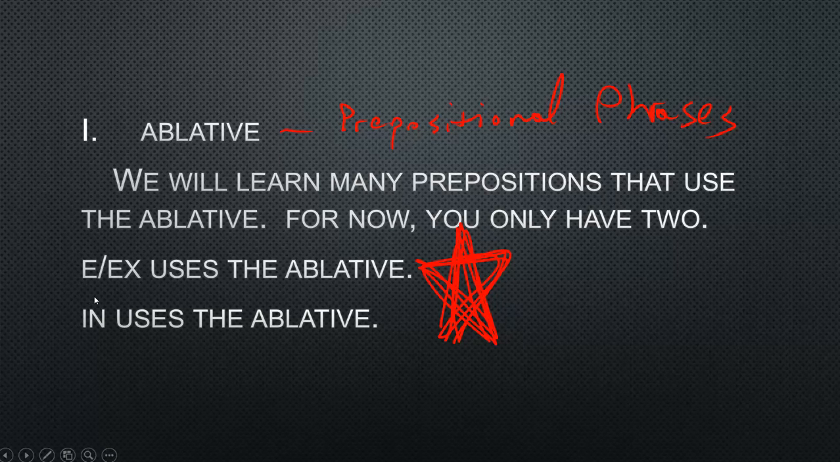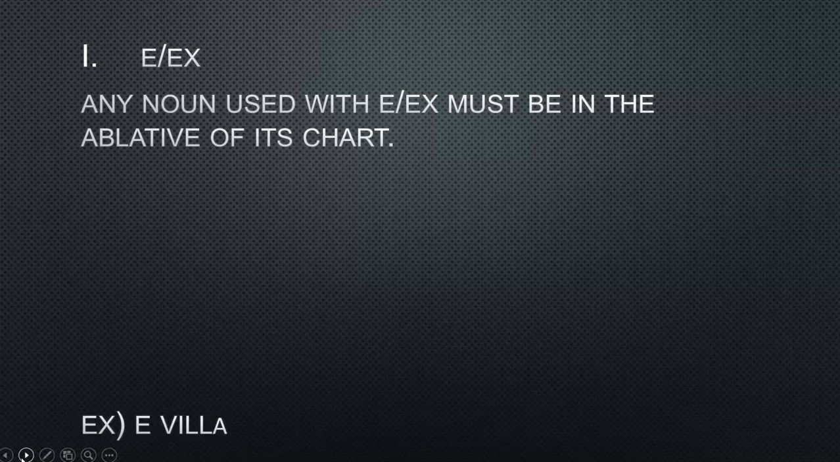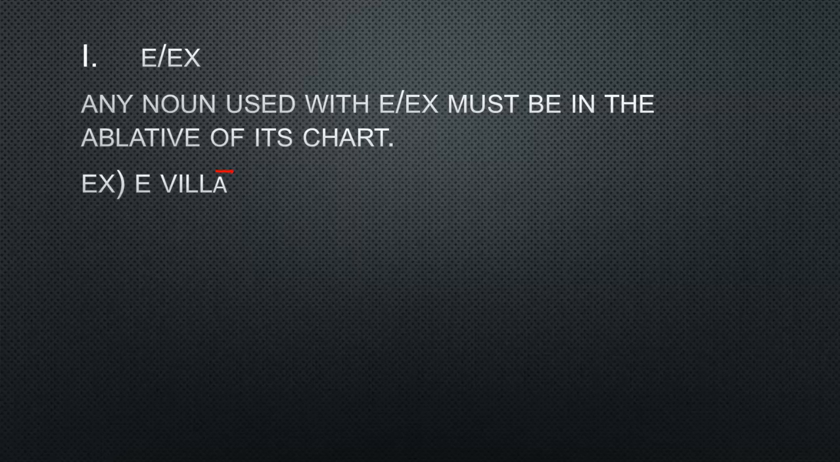A and EX use ablative. For A, any noun paired with it must be in the ablative of its chart. So a villa would be an example, which would mean out of the house or from the house. Ex atrio, which would mean out of. So a villa says out of or from the house.